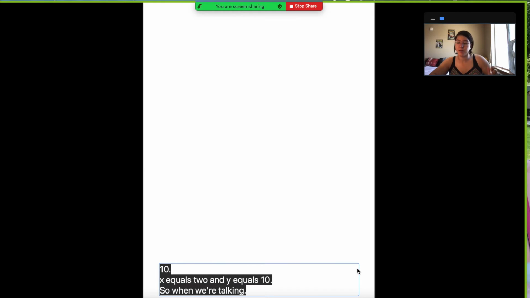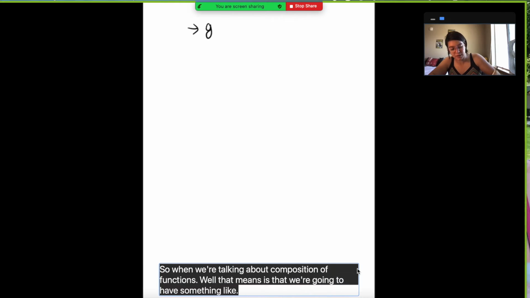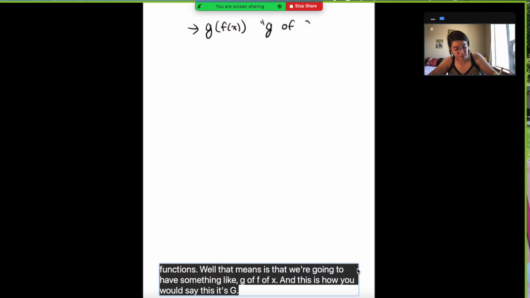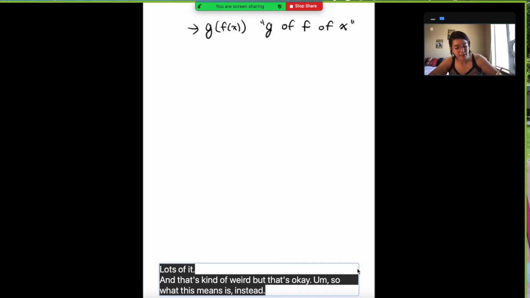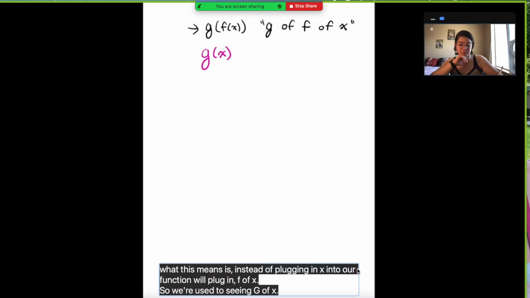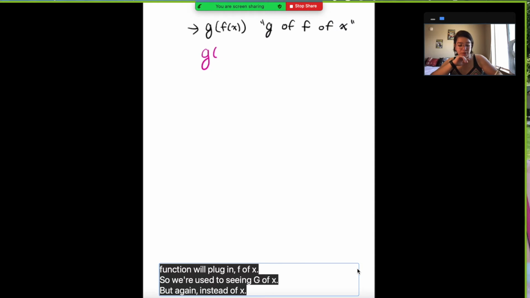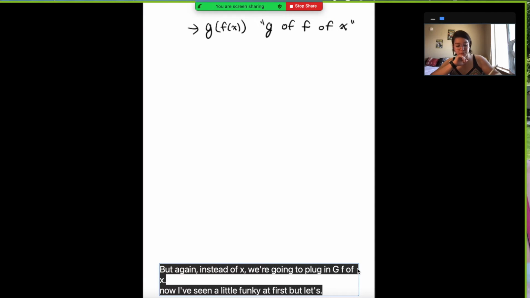So when we're talking about composition of functions, what that means is that we're going to have something like g of f of x, and this is how you would say it, g of f of x. Lots of ofs, and that's kind of weird, but that's okay. What this means is instead of plugging x into our function, we'll plug in f of x. So we're used to seeing g of x, but again, instead of x, we're going to plug in f of x.